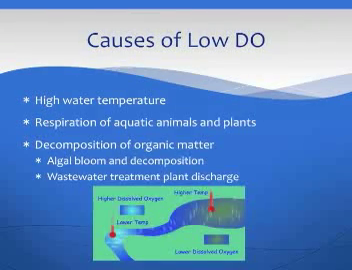Another reason a water would have low dissolved oxygen is the decomposition of organic matter. If there's a lot of algae that ends up naturally dying, the decaying process can use up a lot of oxygen. Same goes for wastewater treatment plants. They tend to discharge a lot of organic matter that is still in the process of decaying.